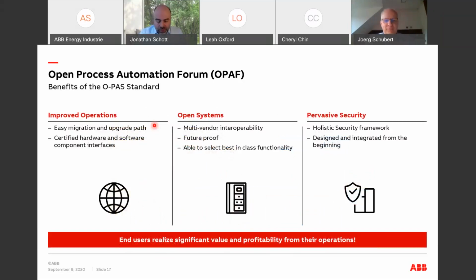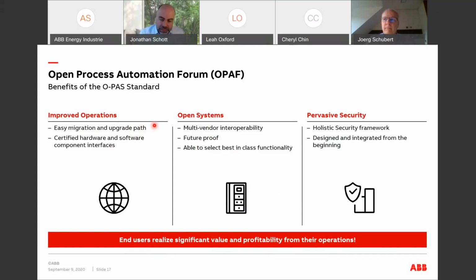There's a lot of content to tell about the OPAF and the other initiatives, but just summarizing quickly the benefits, it's very clear, Jörg mentioned that before, improved operations is most crucial for end users. If you are currently using a not so open system, an older system, you should have the possibility to easily migrate or upgrade your systems. And that is a major thing that the OPAF wants to ensure. And at the same time, basing it on certified hardware and software, you can rest assured that it's really working together and is interoperable.